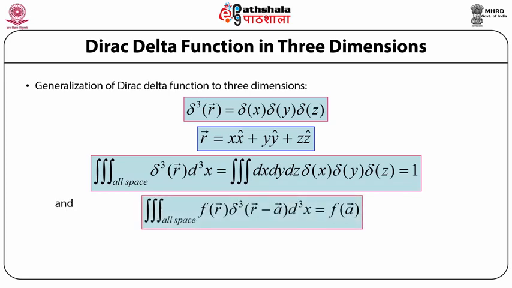And the volume integral over all space over the volume element d cube x of the function f(r) times the Dirac-delta function delta cube(r minus a) is equal to the function f(a). Here vector a is such that when vector r is equal to vector a, then the Dirac-delta function tends to infinity, otherwise it will give the value 0.